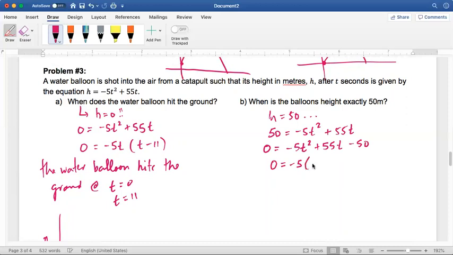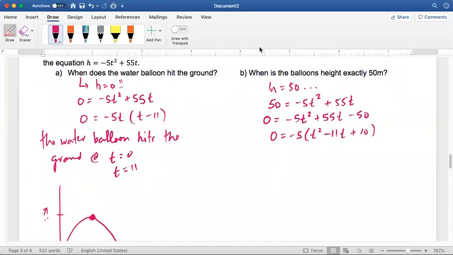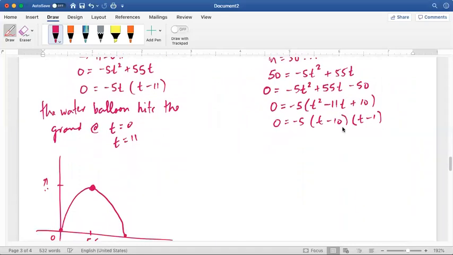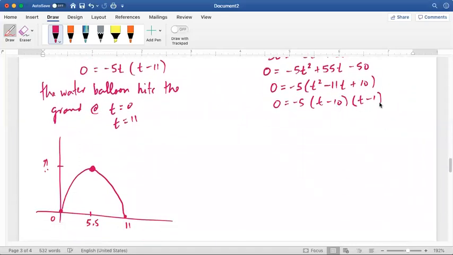So -5 definitely factors out, so t squared minus 11t plus 10, and this factors to t minus 10 and t minus 1 because we're looking for binomials where we have a product of 10 and a sum of negative 11, and that only occurs at negative 10 and negative 1. So this is 0 when t is equal to 10 or t is equal to 1. So that's when the height is 50 meters.